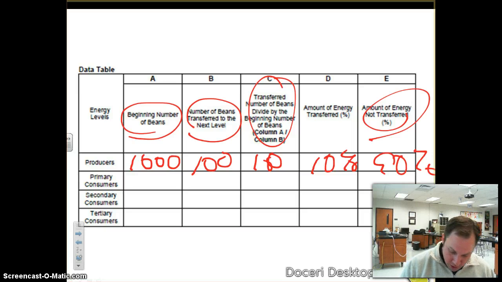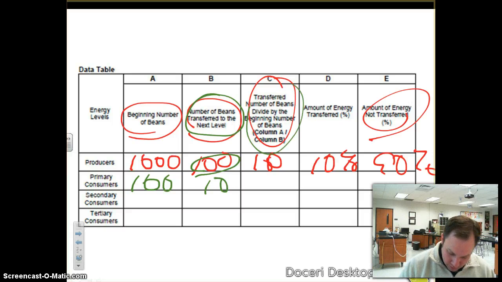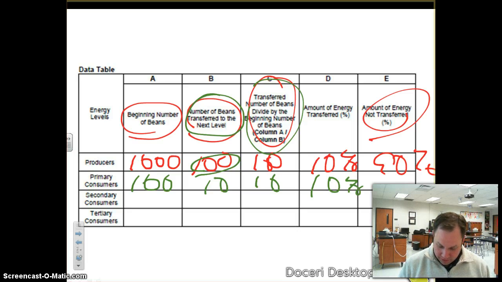Well, remember that in the primary consumer, we only had 100 get moved up. So primary consumer, we only start with 100. How many got transferred from there? Well, 10% of 100 is 10. Number of beans transferred: if I take A divided by B, right here C, that was 10, which is 10%. How much is left behind? 90%.